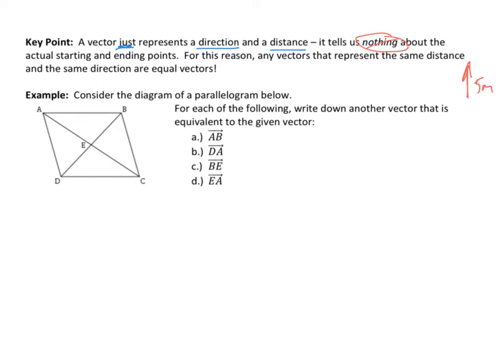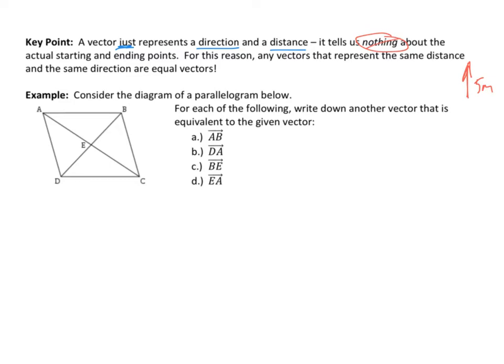I could be talking about 5 meters north of the fountain in the courtyard. I could be talking about 5 meters north of the grocery store. Like I could be talking about 5 meters north of anywhere. And so the actual starting and ending points are really not told by vectors. Vectors are just about the direction and the magnitude. And so what that means is any vectors that represent the same distance and the same direction are equal vectors.